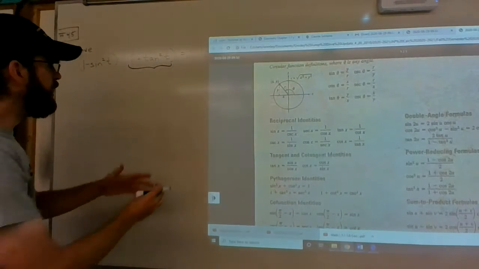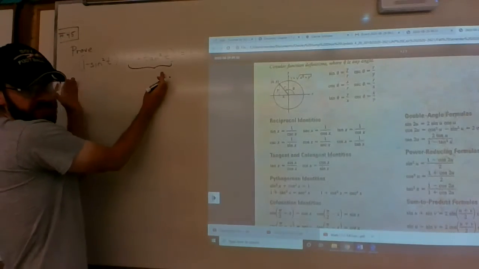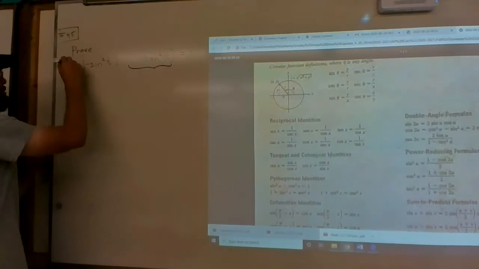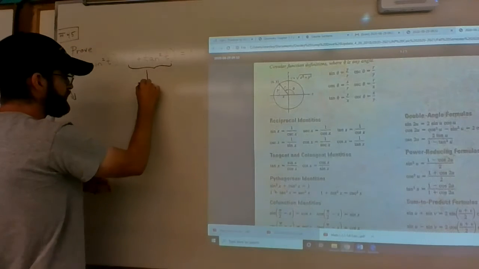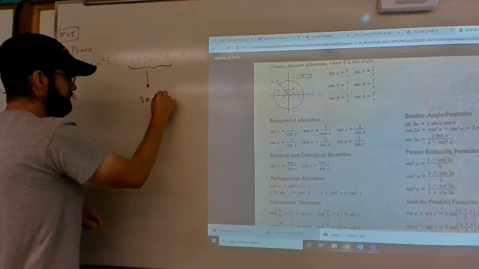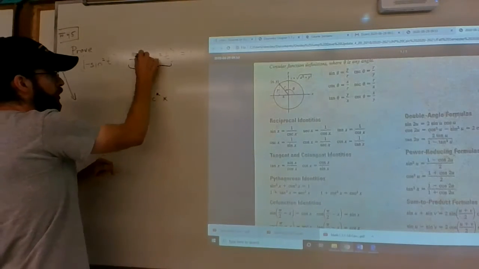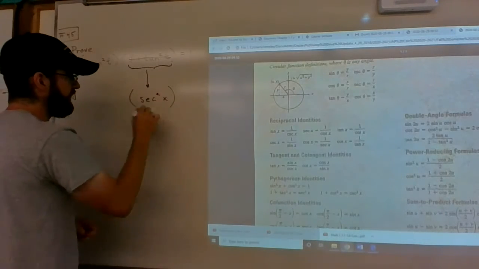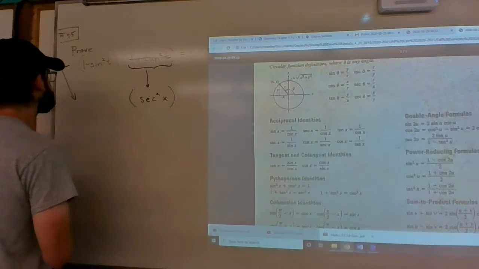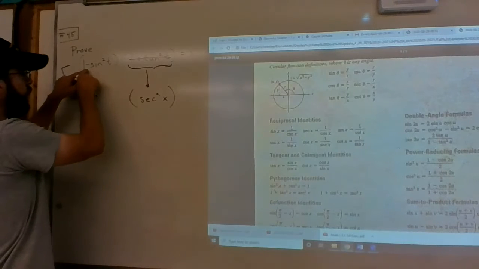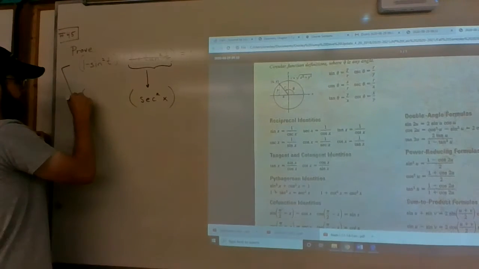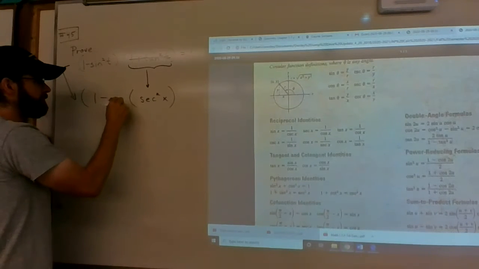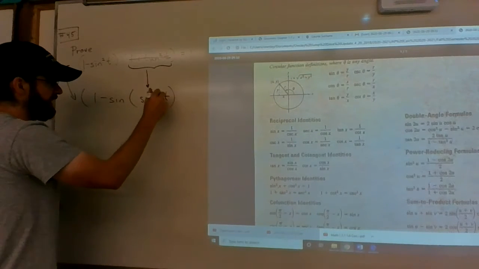So when we're proving, we can only manipulate one side of the equation at a time. So 1 plus tan squared can be replaced with secant squared x. So this is now gone. This is in its place. So we could rewrite 1 minus sine squared. By the way, these are t's. Let's keep them the same.